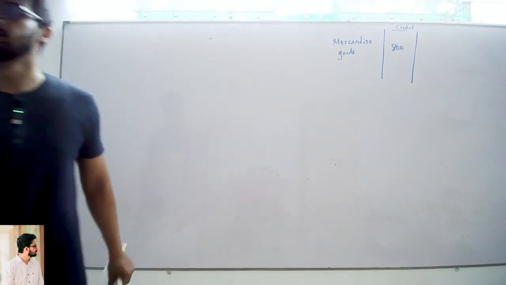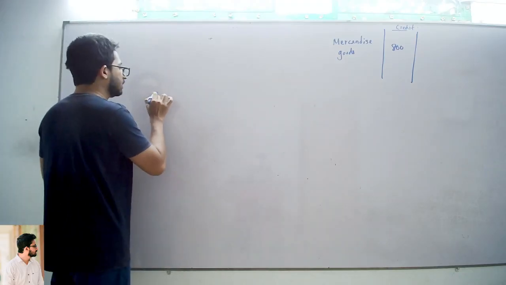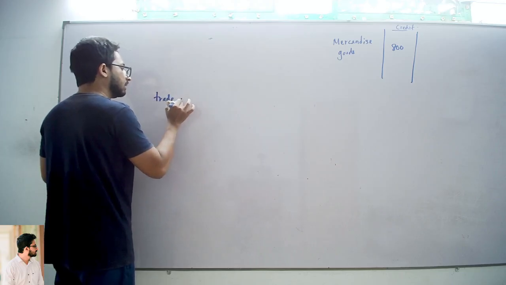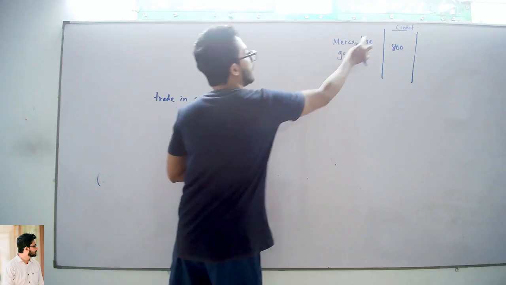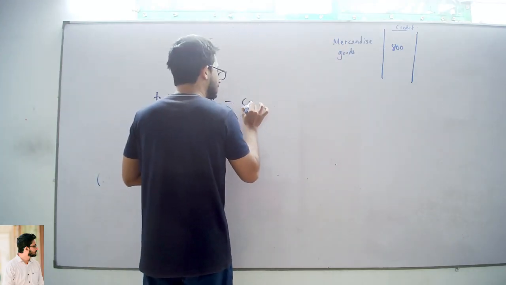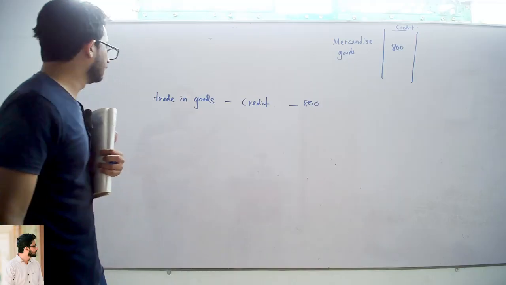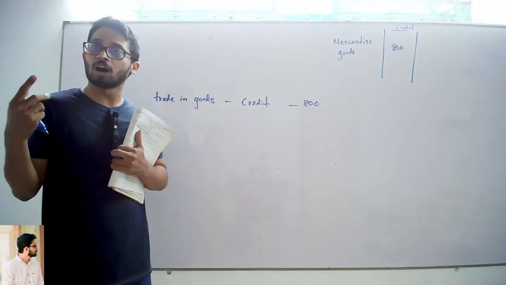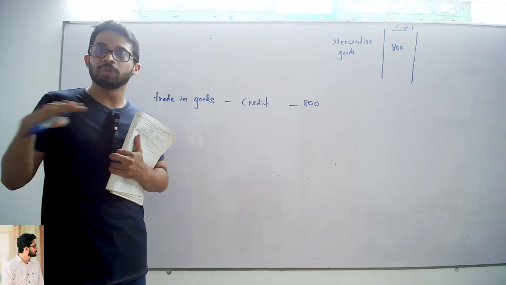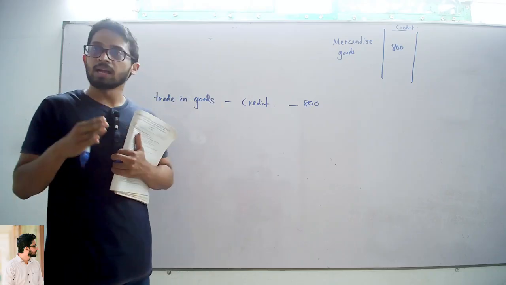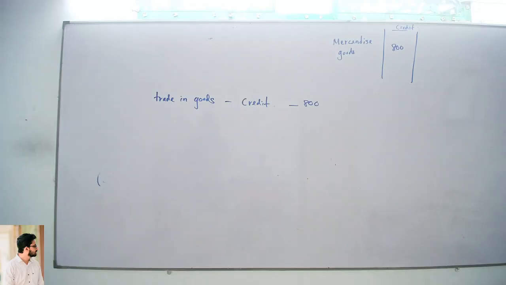Right? Listen. This means the trading goods, or we can say merchandise goods, account is credit. How much is the value? 800. So there should be another entry, another account, where this 800 should be recorded. It means this 800 has been recorded in a separate account. Can you tell me what that account is?